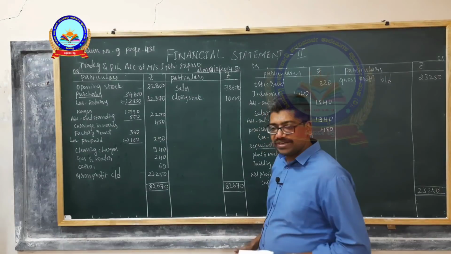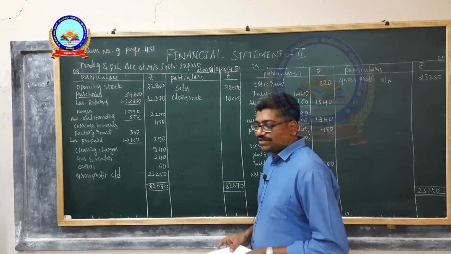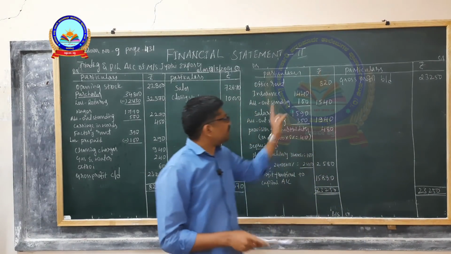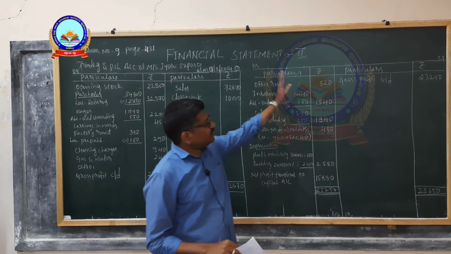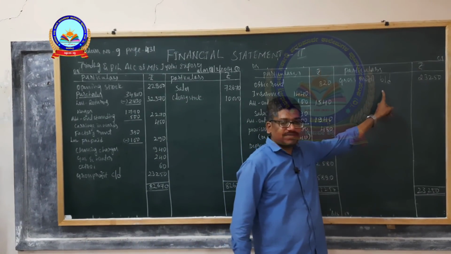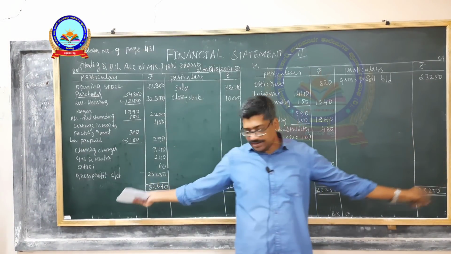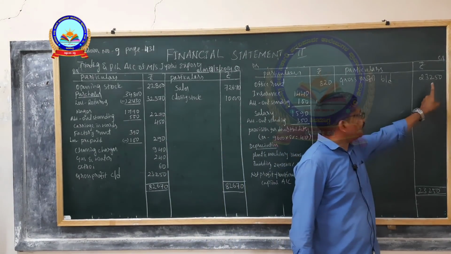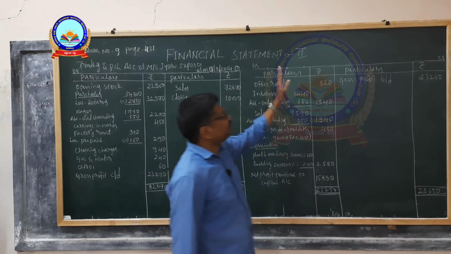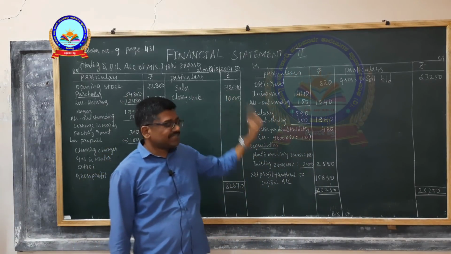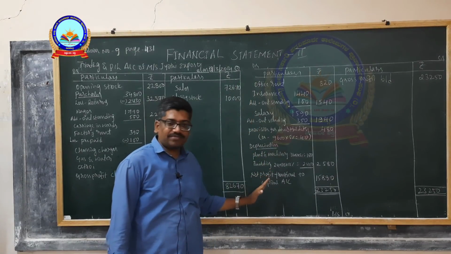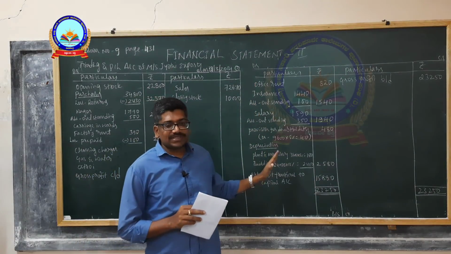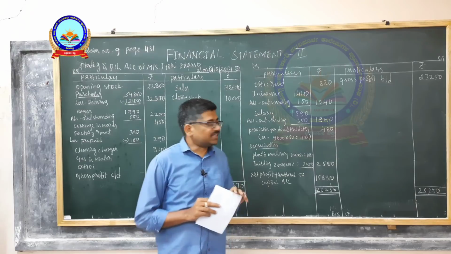The other part of the trading and profit and loss account is the profit and loss account. From here we have to switch to the profit and loss account, which I have prepared. The first item is gross profit brought down. It is available in the trading account: gross profit carried down, 23,250. Now we should be very careful before we enter each item on the debit side of the profit and loss account. We have to go through the adjustments, because the majority of the expenses may have adjustments.